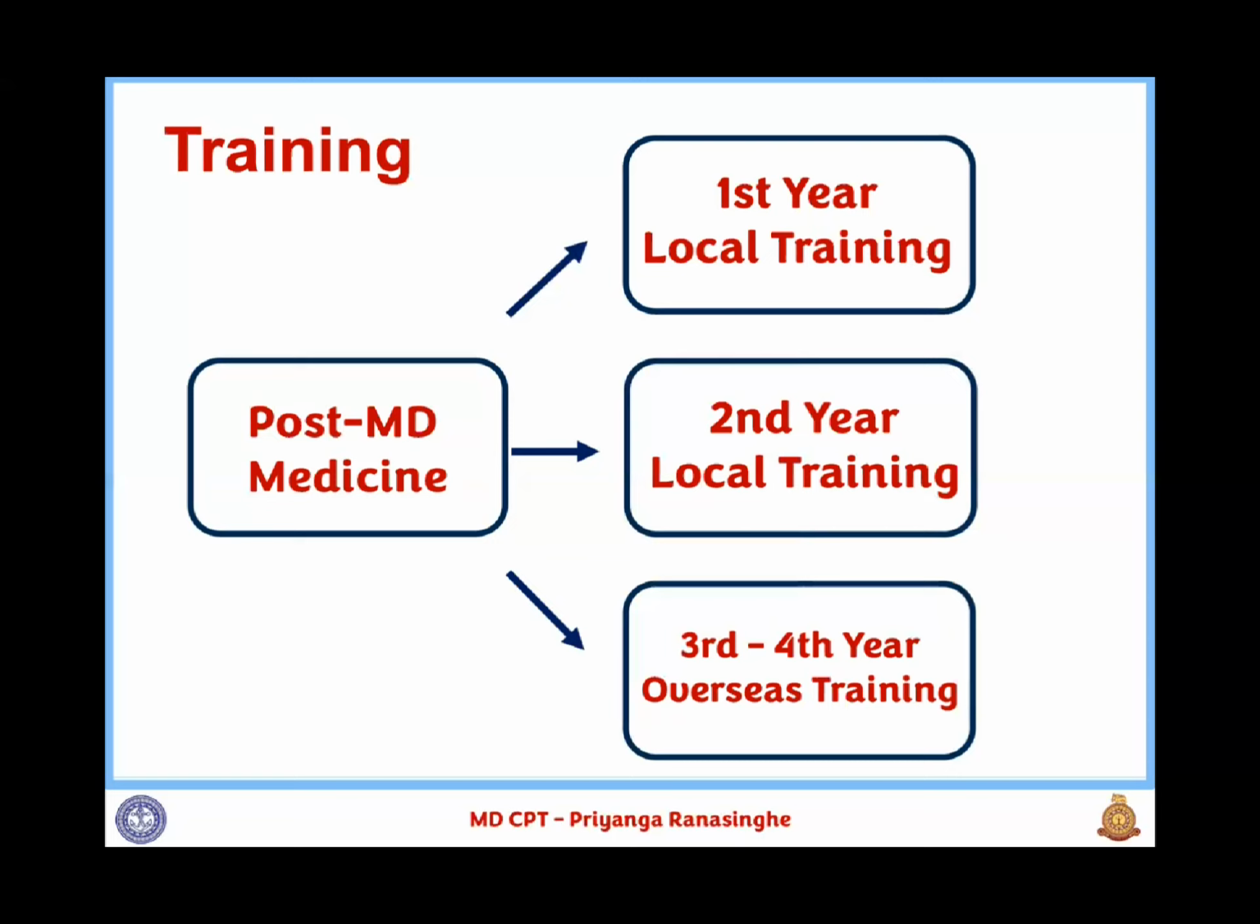The first year will be spent mostly in the primary discipline that you came from. If it is from medicine, you will be working as a senior registrar in medicine. If it is from pediatrics, you will be working in a unit as a senior registrar in pediatrics. Then in the second year, you go into these rotations or short appointments, which I will highlight to you in the next slides. And then the third year is the compulsory overseas training. But of course, if you want, you can spend an additional year as the fourth year in overseas training.